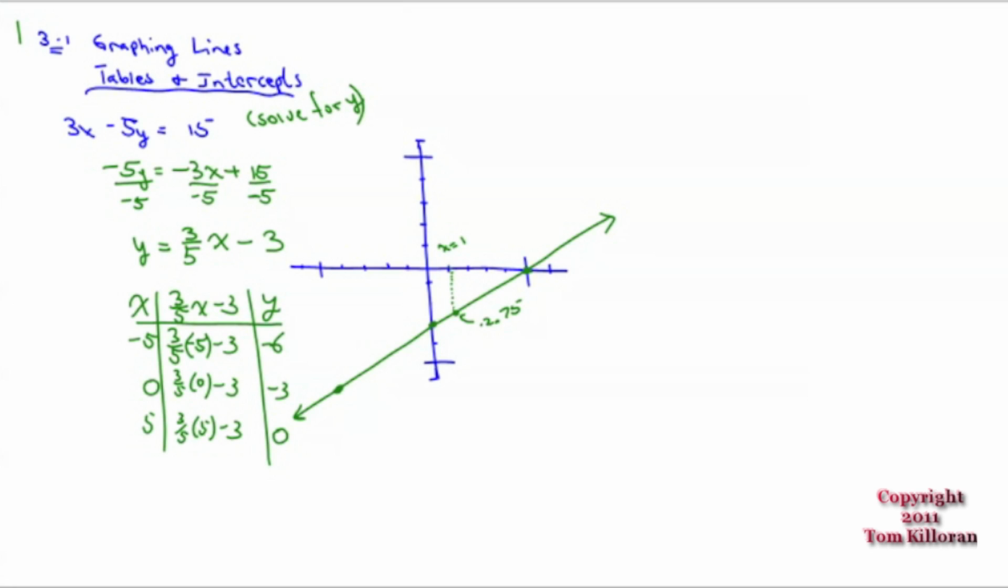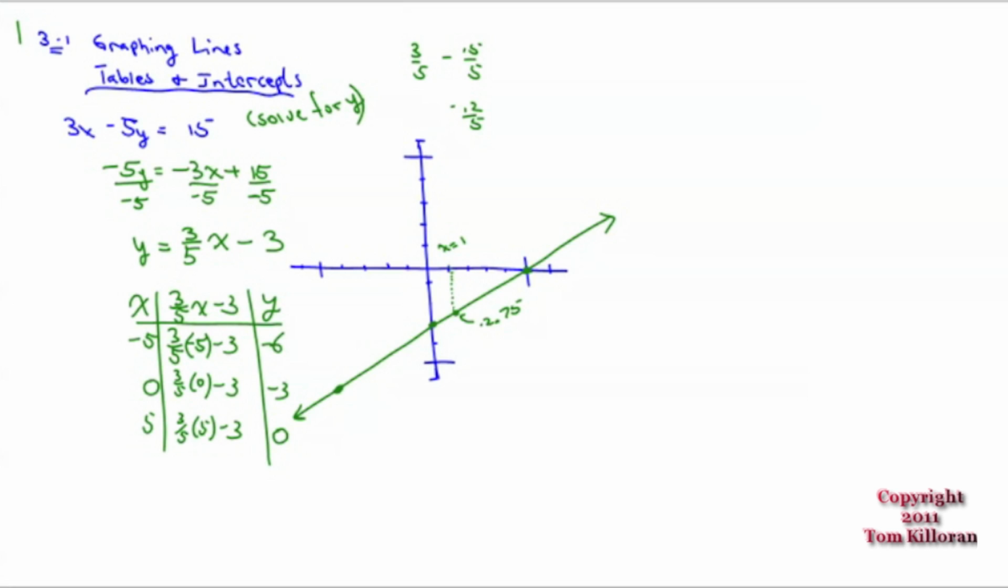It would be 3/5 minus 3. I'm just curious now. Minus 3 would be 15/5, so that would be -12/5, which is about -2.4. So it's a little bit low here, but that's okay, because they all exist in there someplace. So this is how you graph using a table.